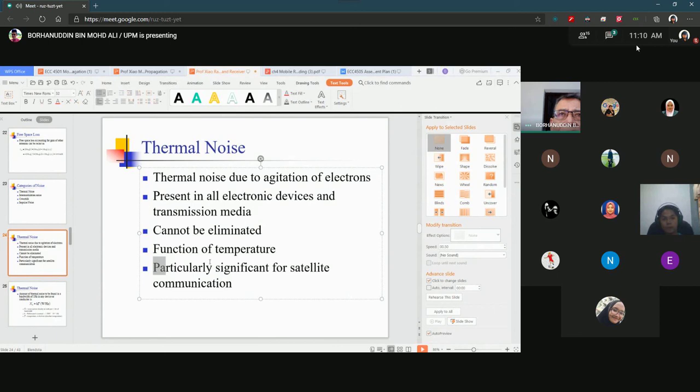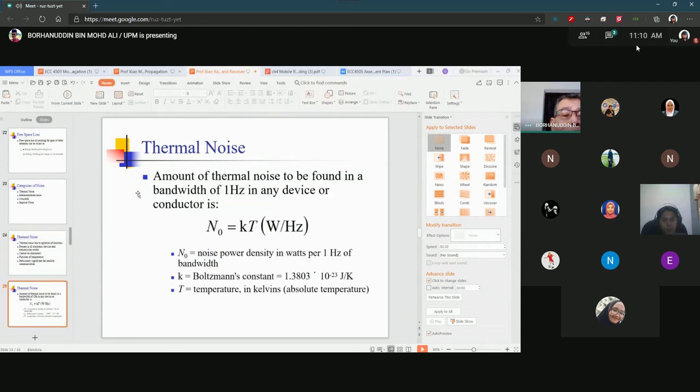Scintillating is like some kind of electronic emission at the upper ionization, at the gas level at the atmosphere. So anyway, that's for the antenna and propagation people.